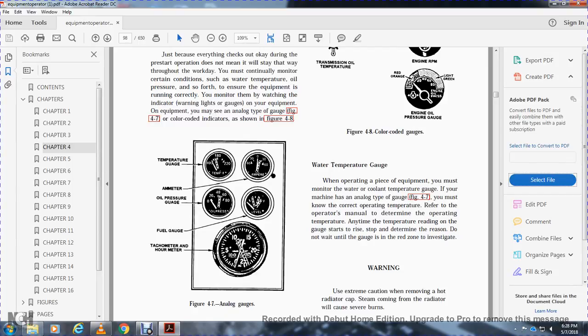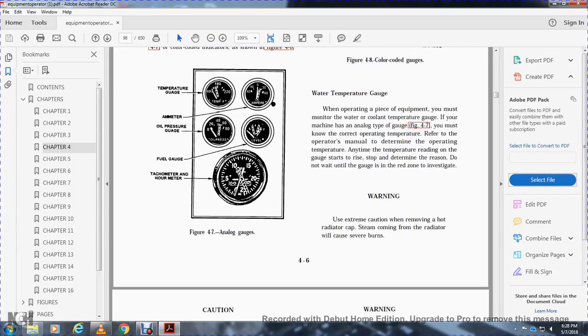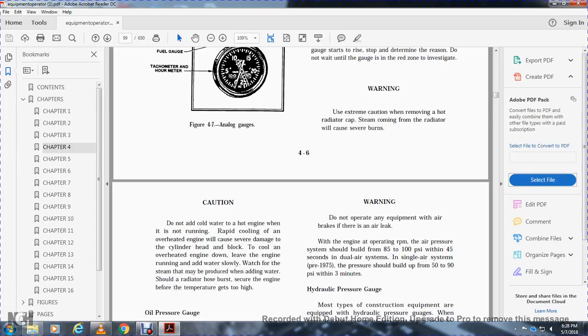Warning: use extreme caution when removing the radiator cap. The steam coming from the radiator will cause severe burns. Caution: do not add cold water to a hot engine when it is not running.